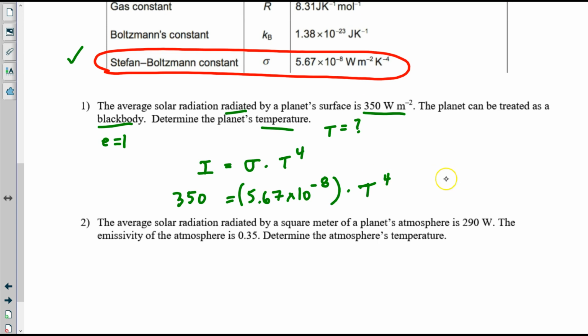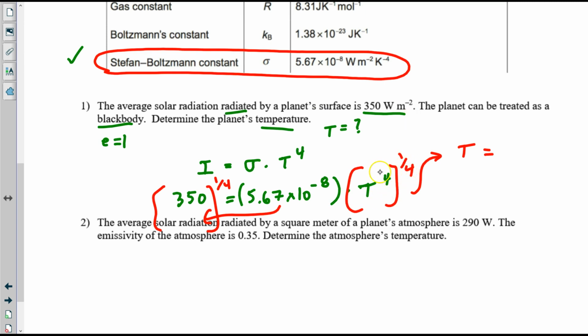So how do we isolate temperature? Well, we're going to have to divide both sides by this. Then we'll have to take the fourth root. Raise both sides to the 1/4. When you raise this to the 1/4, you multiply the exponents, and that gives T to the 1, which is what we want to solve for.